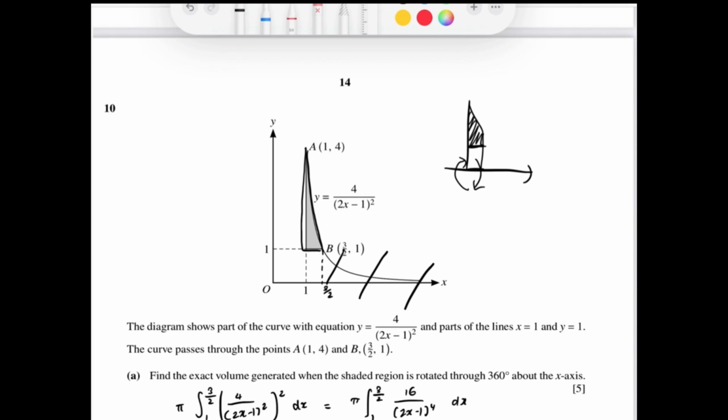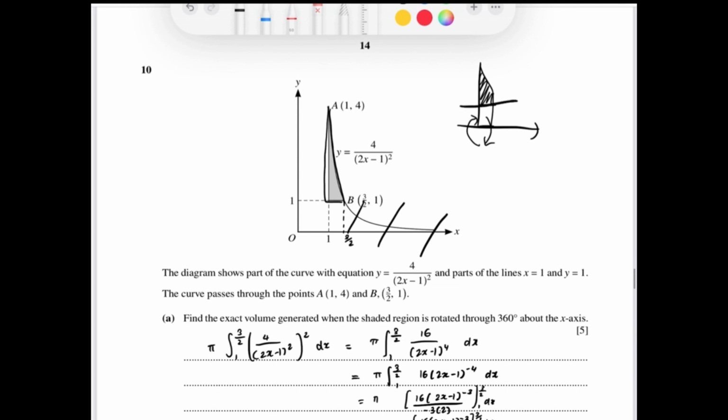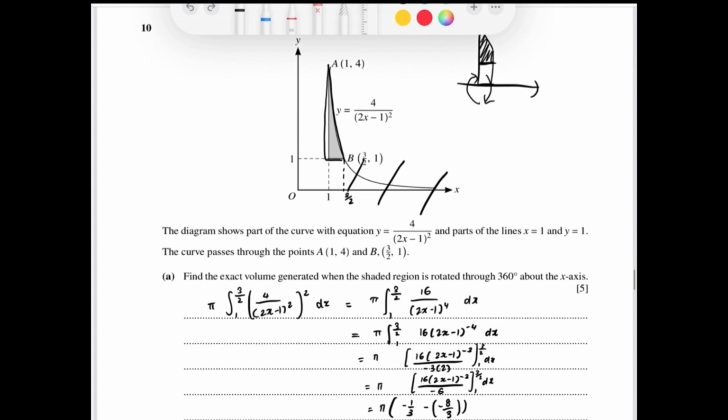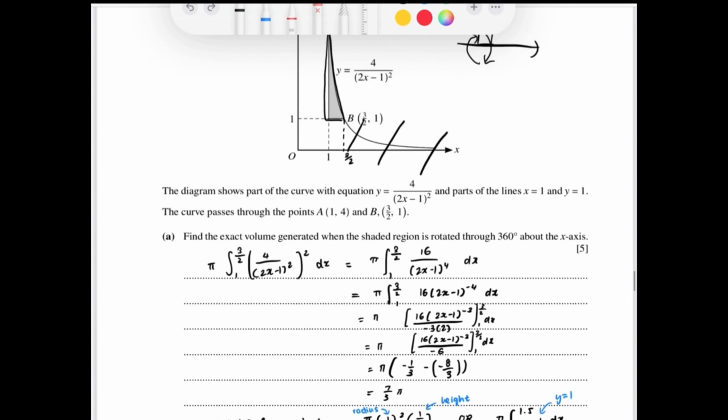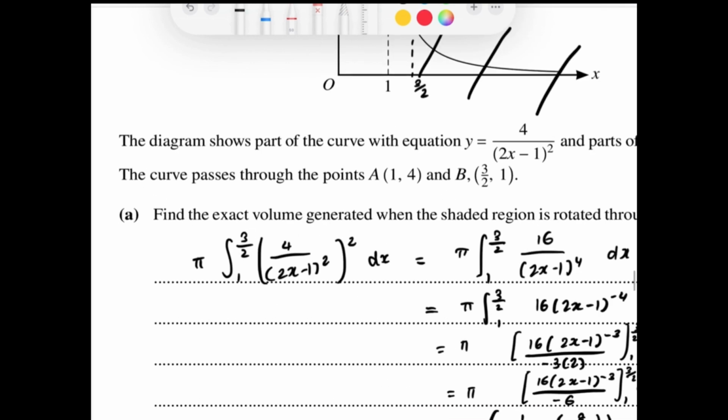But that's not what we want. We only want this part, right? But that's not how the equation works. We can't just chop off this part and calculate this part in one equation. So what you need to do is, when you use the equation, you're going to get this value. The equation is just the normal one, so it's pi.